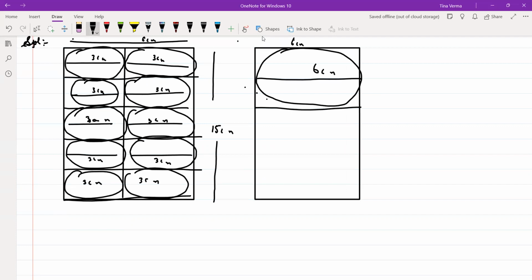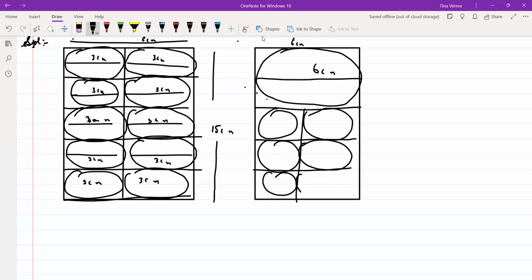What is left? 9. So how can you decide the pattern for 9? You can also cut 3 centimeter, 3 centimeter, 3 centimeter and 3 centimeter. So next pattern.